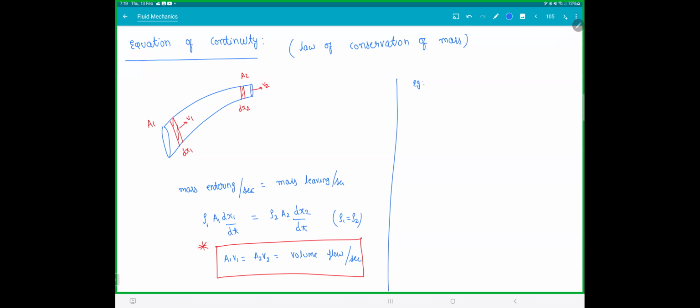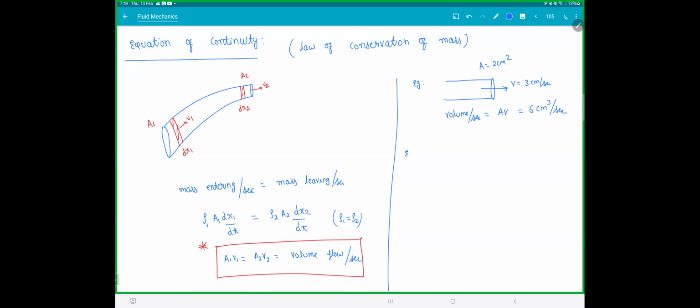Example, let's say we have a pipe here. Let's say velocity is 3 centimeter per second. Area of cross section is 2 centimeters square. So the amount of liquid flowing out of this pipe is A into V, which is 6 centimeter cube per second. So every second this much liquid is coming out.